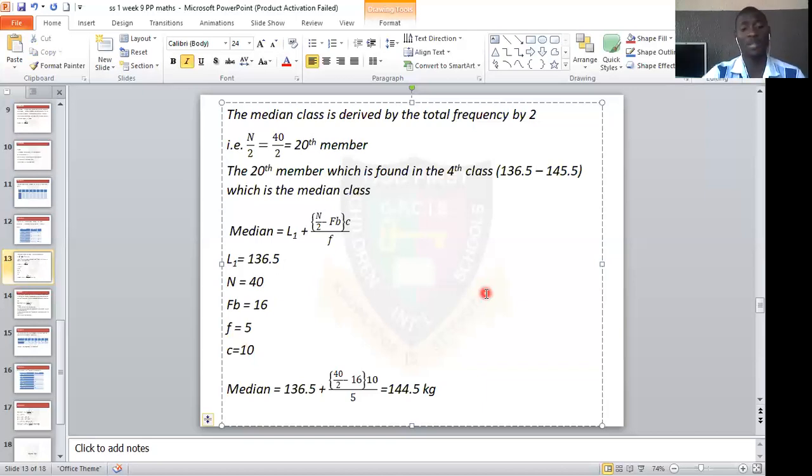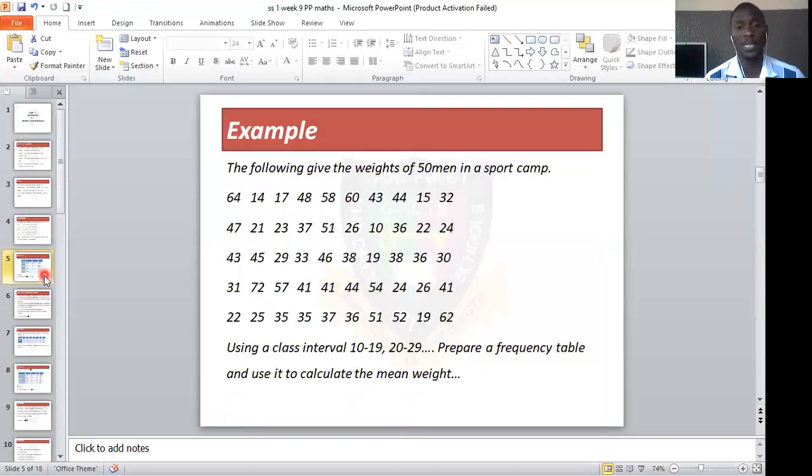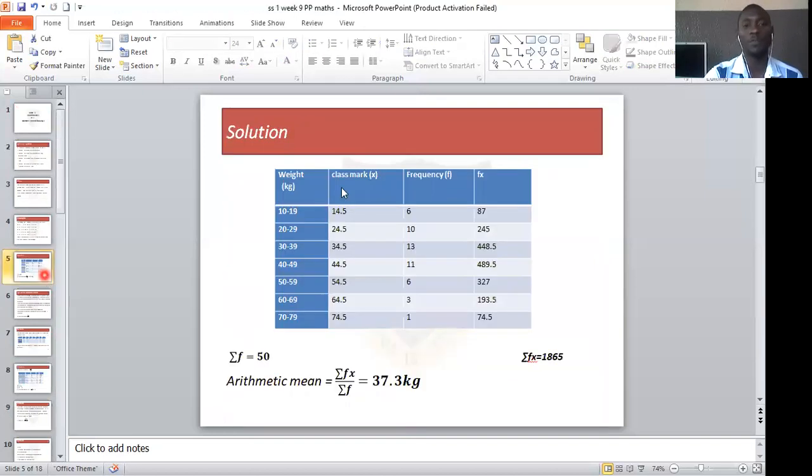So I recap how to calculate the mean. It follows the same principle as that of the mean on grouped data, but the difference is that you have to involve your class mark. The formula is summation fx over summation f. You find your class mark x, which you multiply with f to give summation fx over summation f.